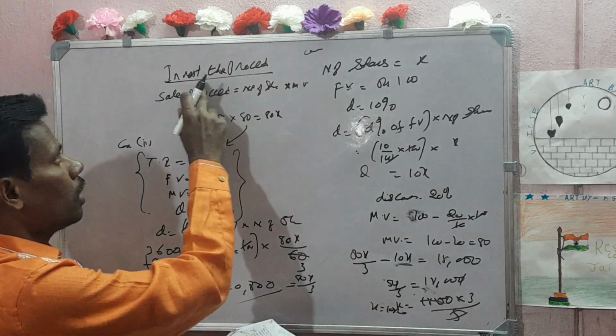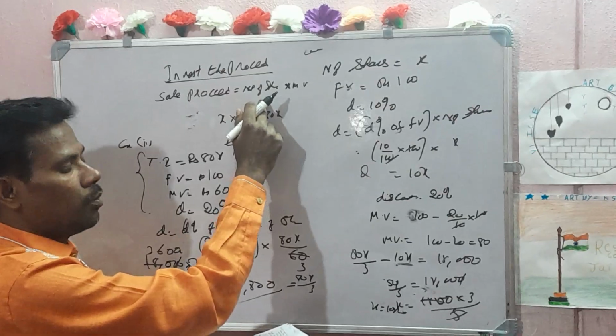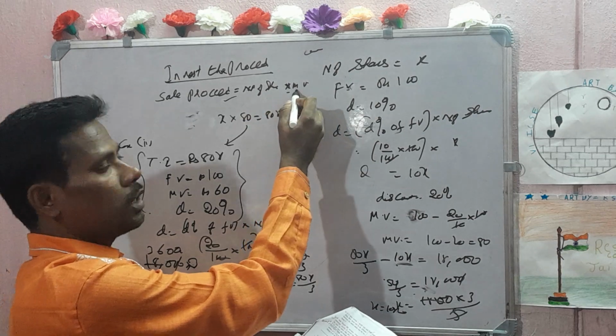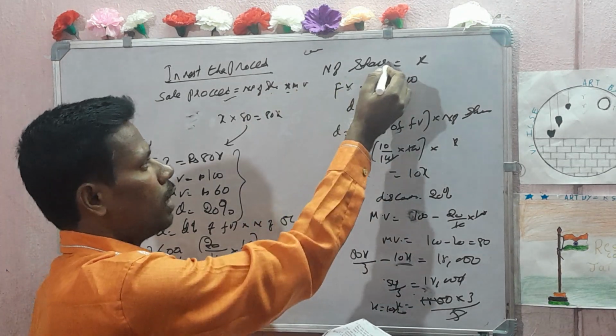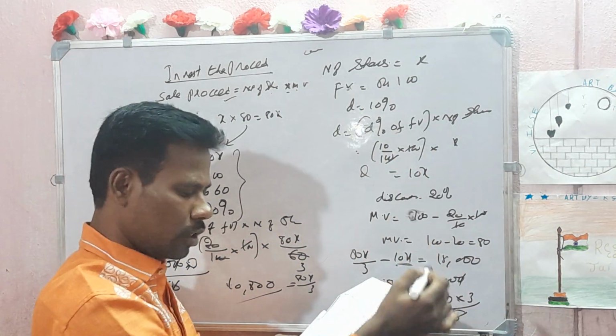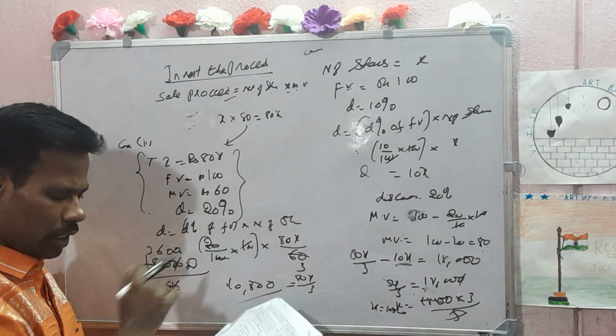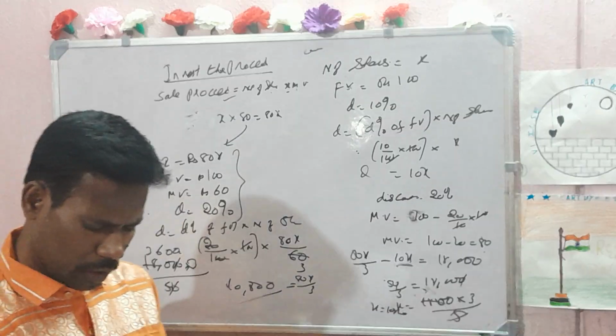You just have to understand: invest the proceeds means the sale proceeds, and what are sale proceeds, I already told: number of shares into market price. Number of shares is x, market price is after the 20% discount, so this becomes the investment for the next part. Next one.